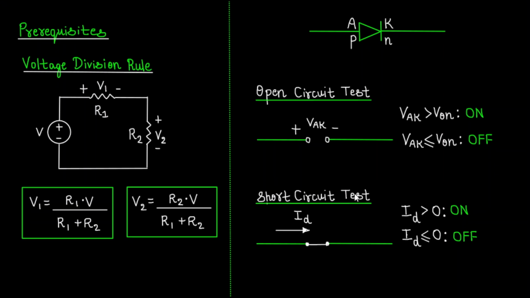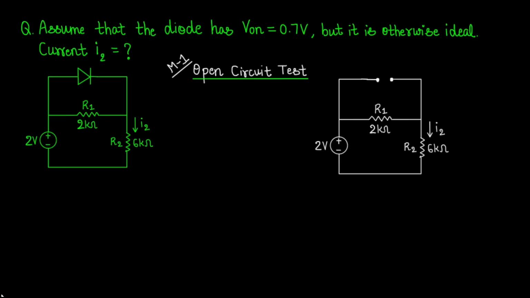Next comes the short circuit test. In this we assume that the diode is on and we calculate the current flowing from the anode terminal to the cathode terminal when the diode is short circuited. If this diode current ID is greater than 0, then the diode is said to be on, and if the diode current ID is less than or equal to 0, the diode is said to be off. Now using these prerequisites, let us solve the question.